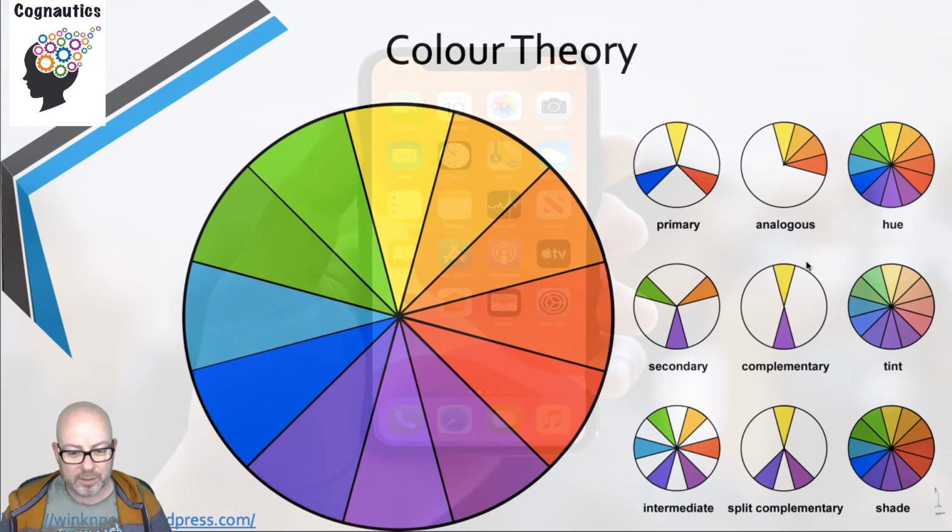So first of all, you've got the primary colours, blue, yellow and red, and you can see them at third intersections on the colour wheel. Then you've got the analogous colours, the colours that are next to each other, and they tend to go together as well. And when I say go together, I mean they work together whether you're wearing them with clothes or whether you're putting it into an app.